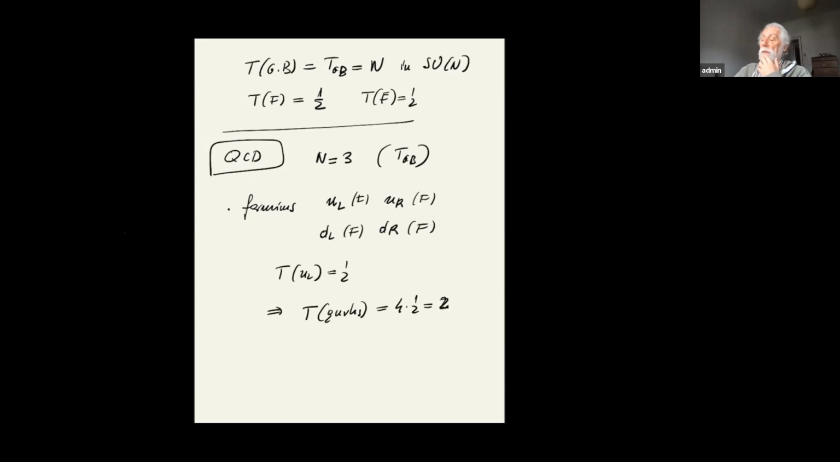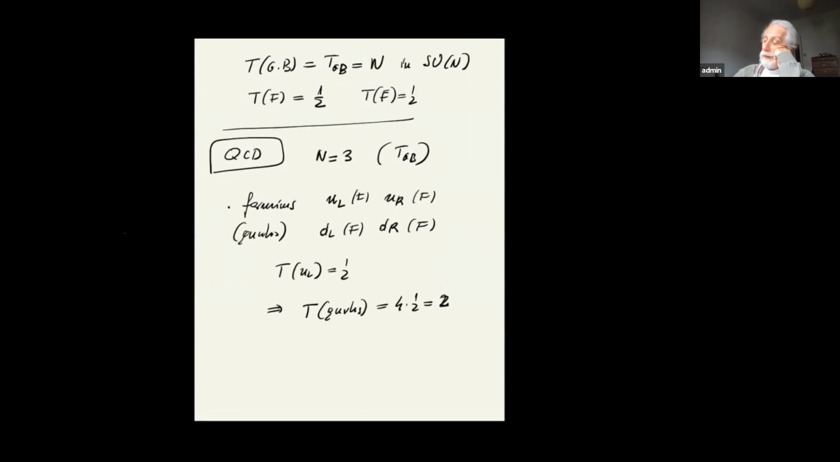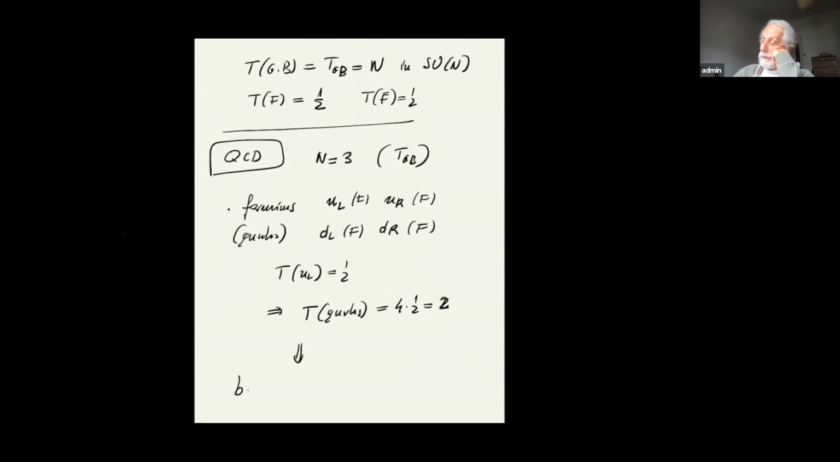Of course, when I say fermions, I mean quarks. Leptons have no strong interactions, only quarks. That means that the coefficient B of QCD is 11/3 times 3 minus 2/3 times 2, correct? I just calculated it, right? Correct? Right? Wrong. What did I forget?